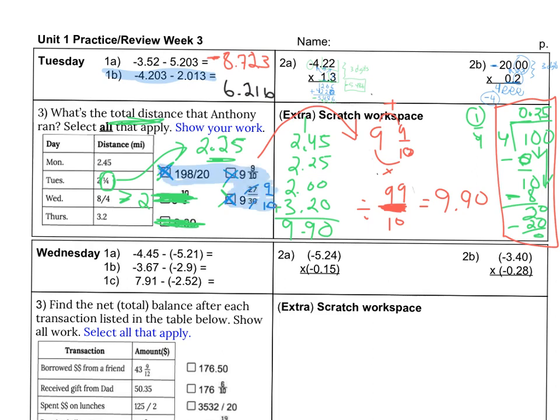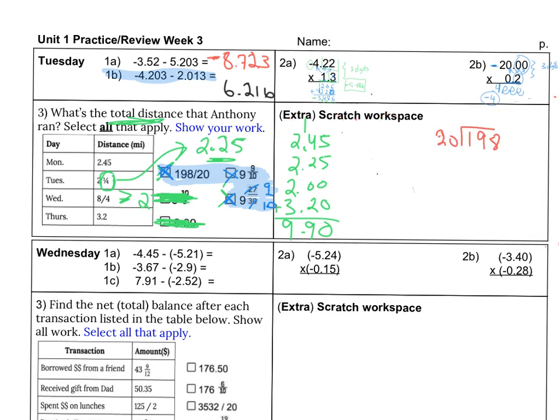You know what, let's show why 198 divided by 20 is the same as 9 and 9/10. Okay, so 20 doesn't exactly go into 198 evenly, but it does fit in there 9 times. And 9 times 20 is 180. So when you subtract, you're going to get a remainder of 18 out of 20. But from there, you could simplify that. 18/20 is the same as 9/10. So our answer is 9 and 9/10.